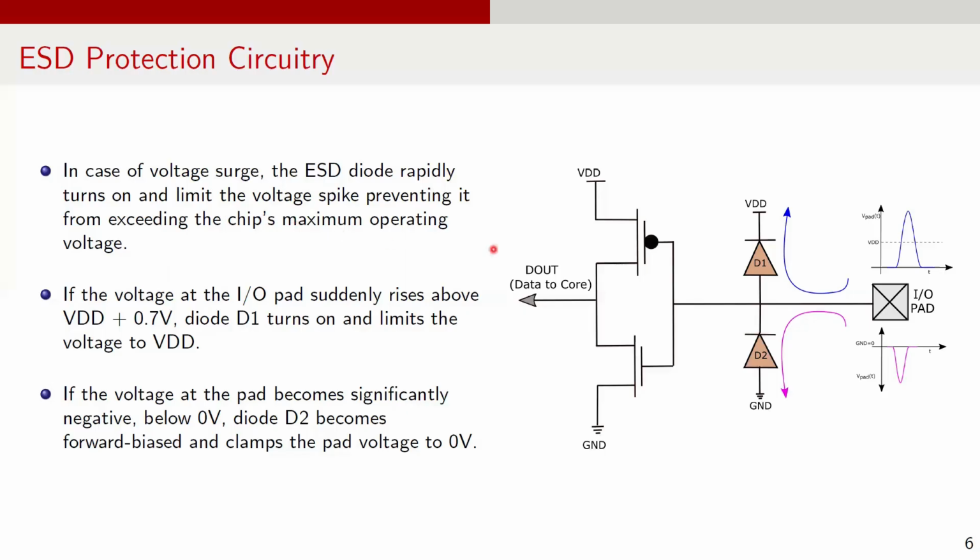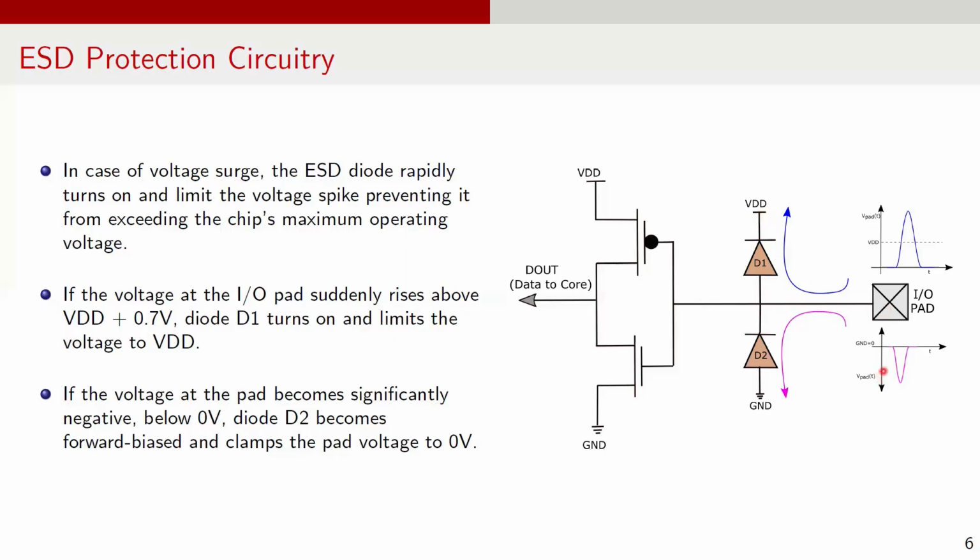Let's consider an example with two silicon diodes D1 and D2, each having a turn-on voltage of 0.7 volt, and observe how they operate during an ESD event. First, during the positive surge, if the voltage at the I/O pad suddenly rises above VDD plus 0.7 volt, the diode D1 becomes forward biased and turns on. It conducts and passes the excess current to the VDD rail. Decoupling capacitors between the VDD rail and ground absorb this surge and protect the chip's core. Effectively, the voltage at the I/O pad is clamped to VDD.